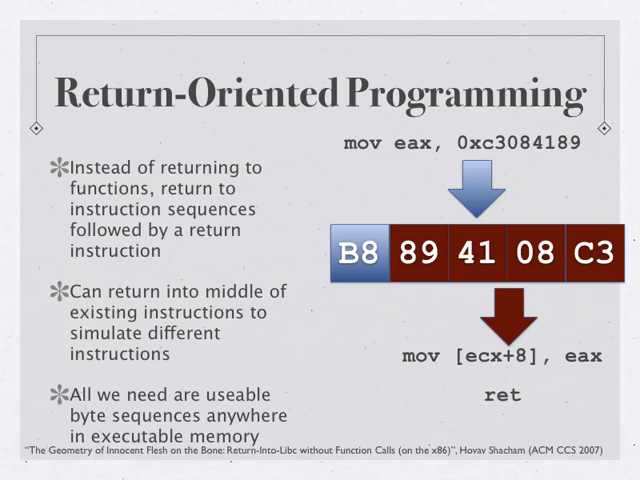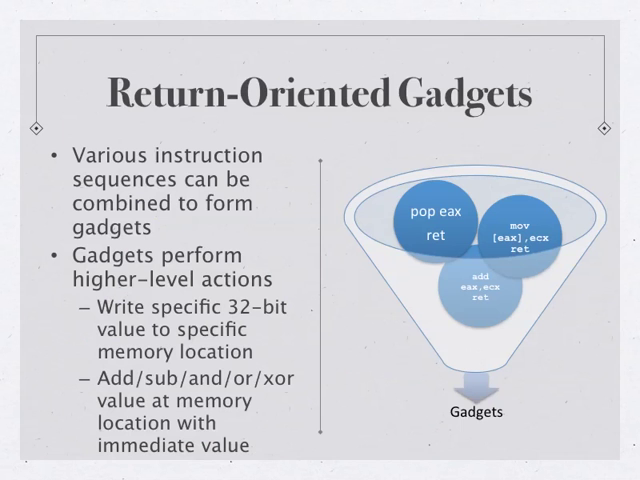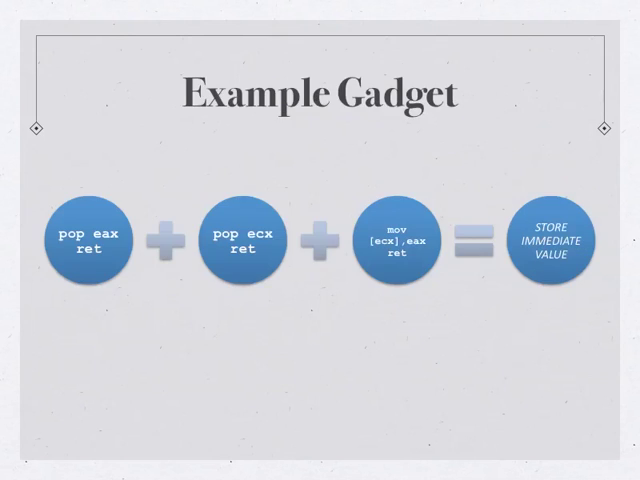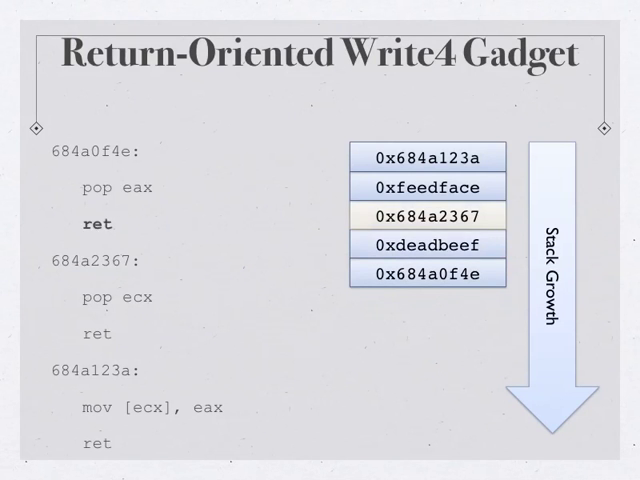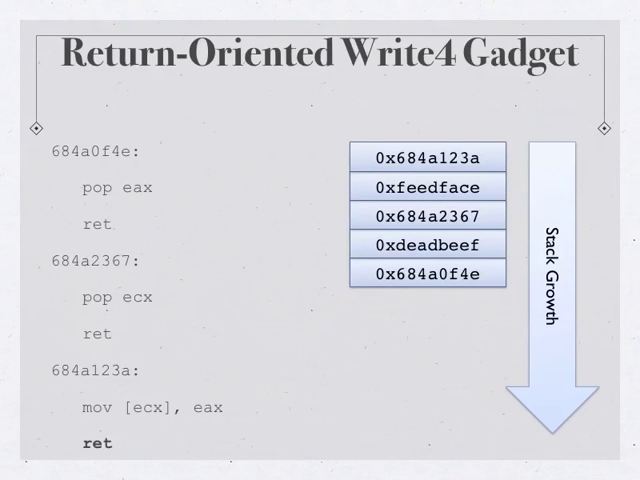The main idea behind ROP is we find these useful instructions followed by a ret, and then we chain them together to build a program. It's sort of like a ransom note. You go through a newspaper, find the letters that you want, and then write a message using those letters. I'm going to breeze through this a little bit, but we basically build this all up to build a program.